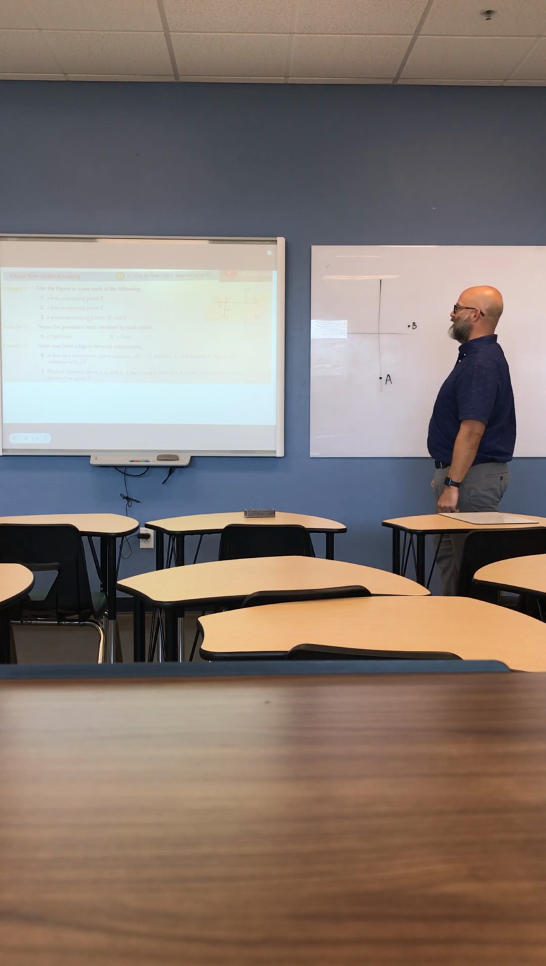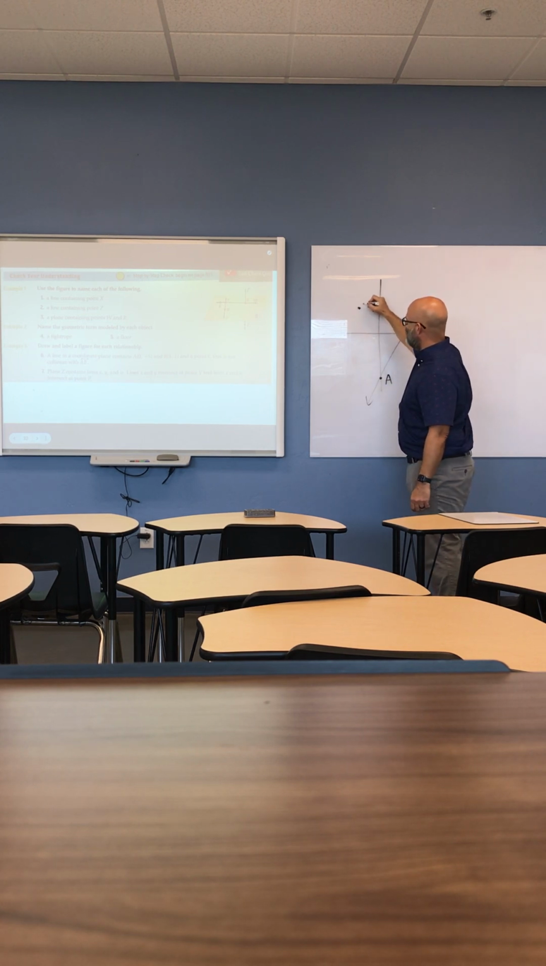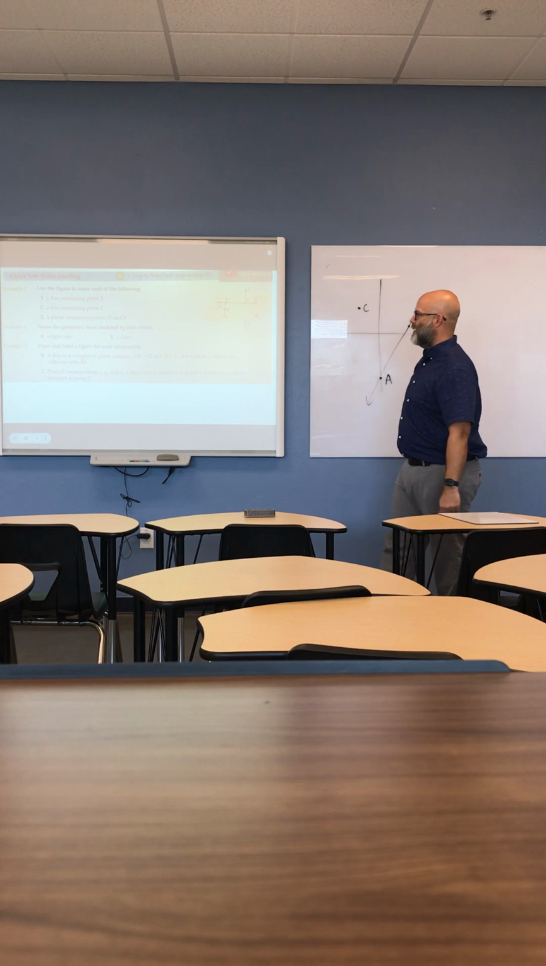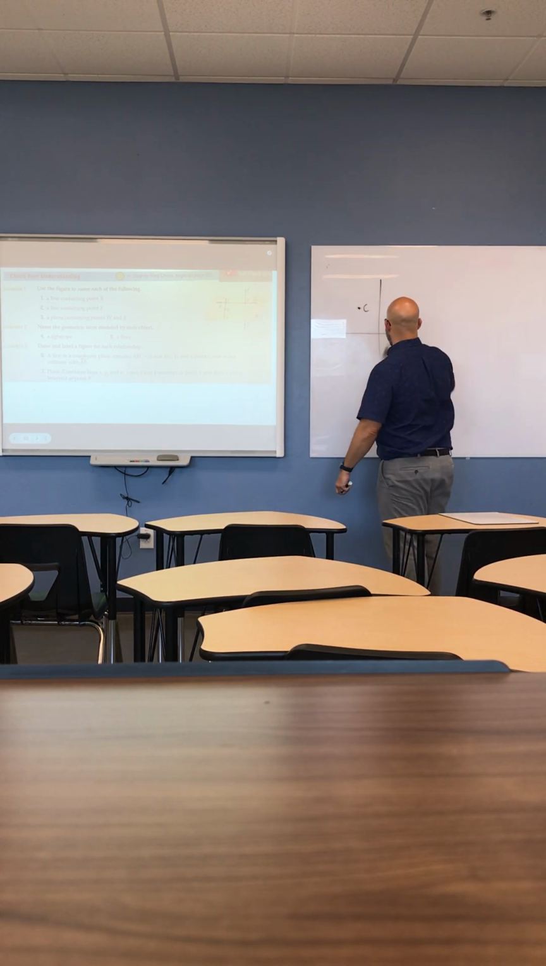And a point C that is not collinear with AB. Well, any point that's collinear with AB is going to be on the line. So if I just choose a point out here, that is definitely not collinear with AB. Okay, that's number 6. Number 7.